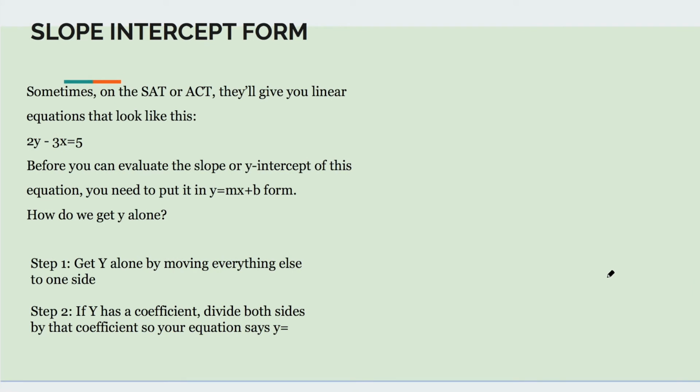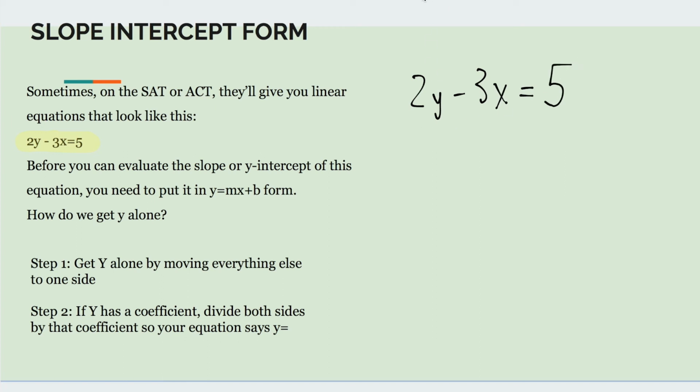A lot of times on the SAT or ACT, they will give you linear equations that are not in slope-intercept form. They might look something like this. Before you can evaluate them for slope or y-intercept, or really any question most of the time, you need to get it into slope-intercept form. And the way you do that is just some simple algebraic manipulation in order to get y alone. So we're going to practice with this question.